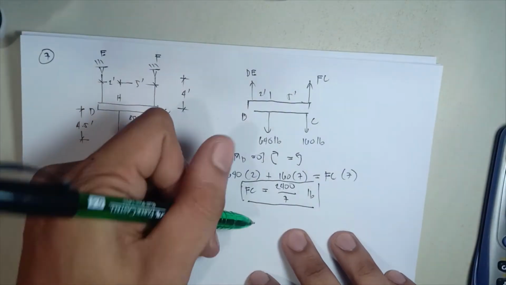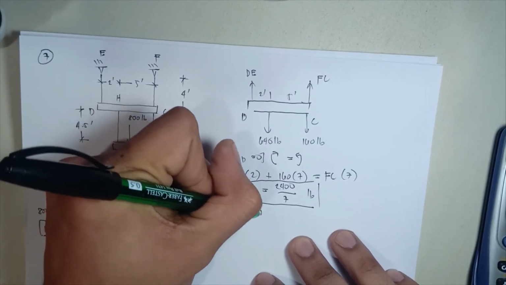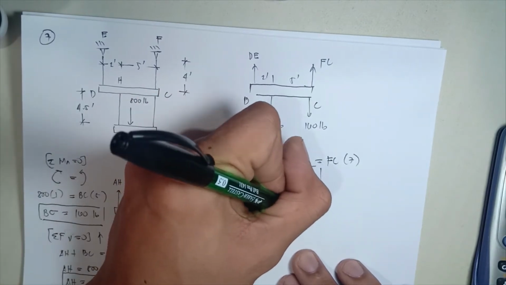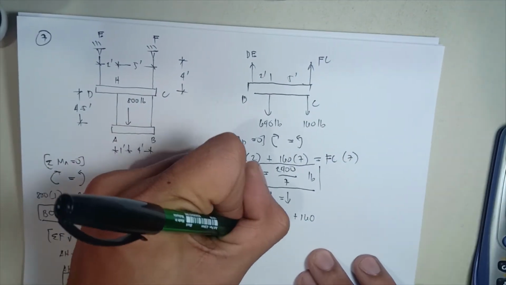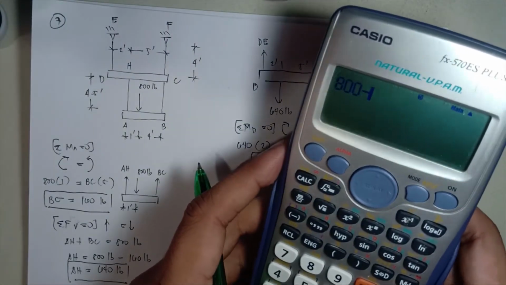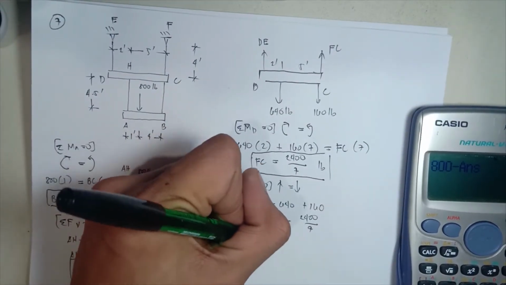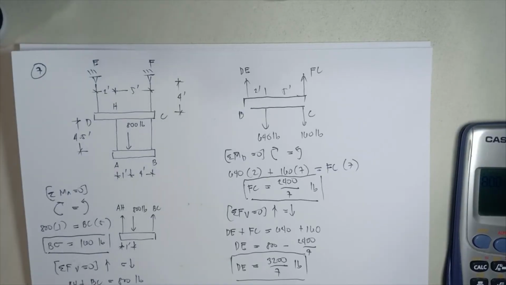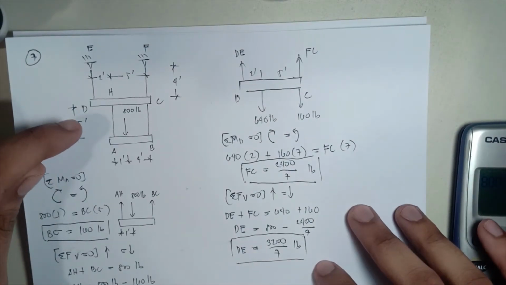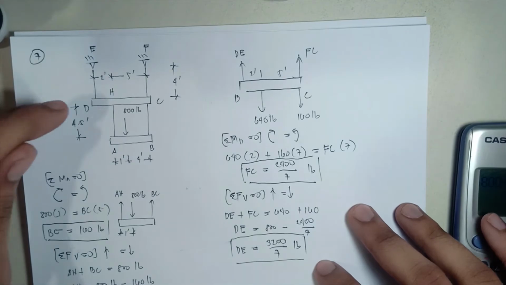Then solve natin yung force DE. Summation of forces vertical equals 0. DE plus FC equals 640 plus 160 or 800. So DE is 800 minus 2,400 all over 7. So 800 minus answer. This is 3,200 all over 7 pounds DE. Then right after masolve natin lahat ng forces na dinadala ng lahat ng steel wires, pwede na natin makuha yung deformation ng every steel wire or yung change in length nila. Para makuha natin yan, solve muna natin yung para sa AH, BC, tapos yung DE and FC.